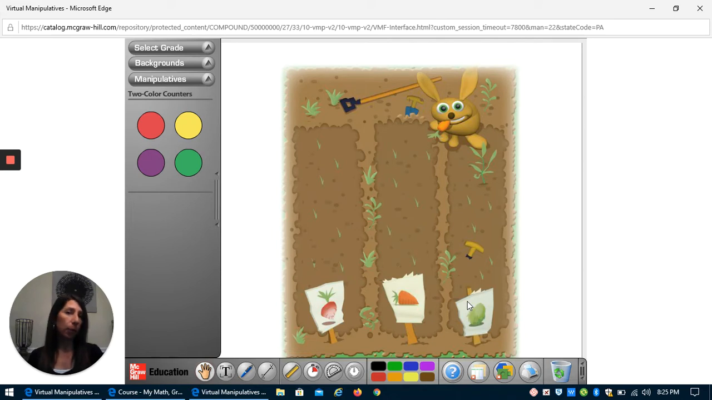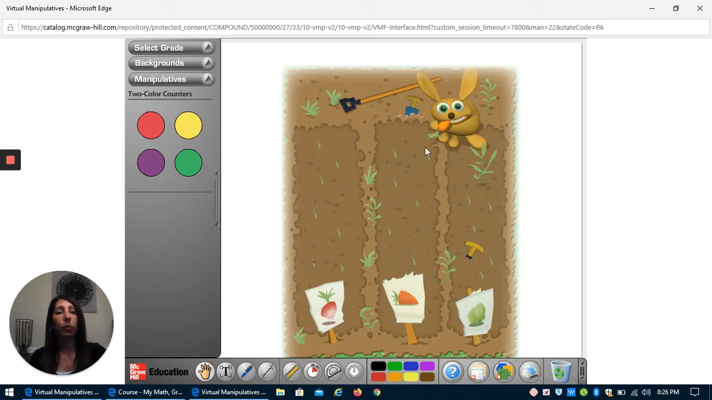I have a little picture up on my screen here for you. It's a bunny. And for our subtraction problems, we're going to pretend like the bunny is planting some veggies in his garden. And then he kind of takes some away. Remember, when we are subtracting, we're starting with a larger number and we are taking a smaller number away to find out how many we have left. So let's start in this first column here. We're going to start with some radishes.